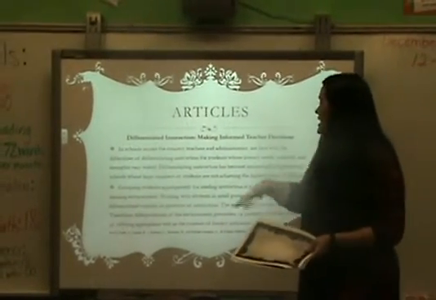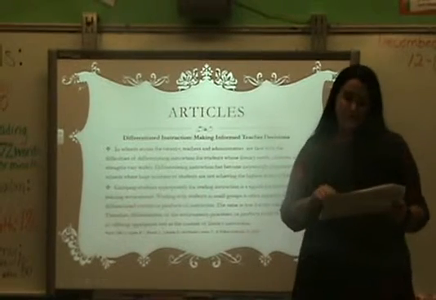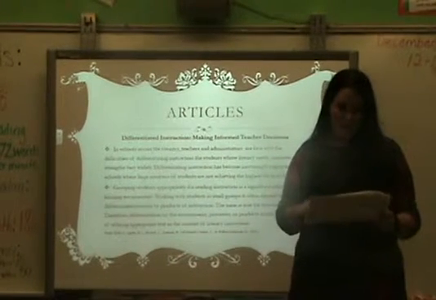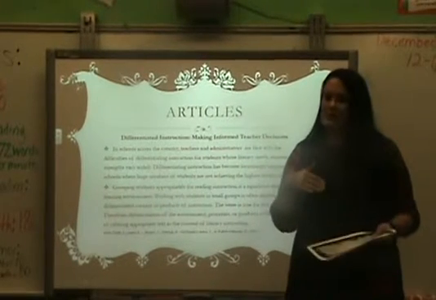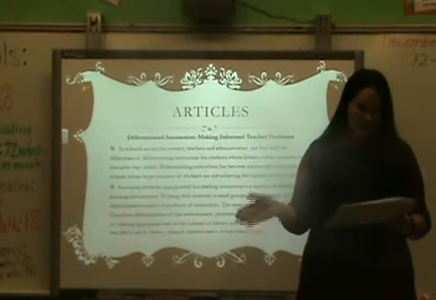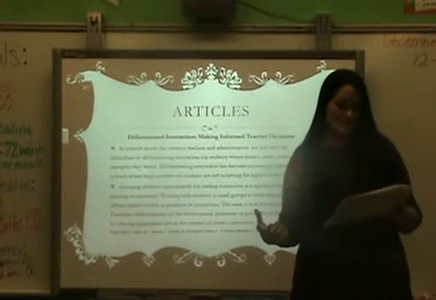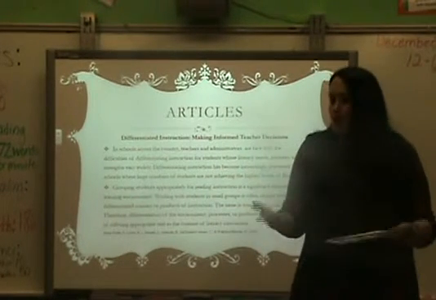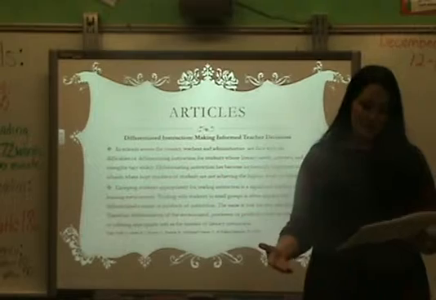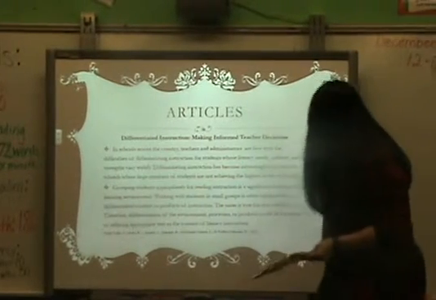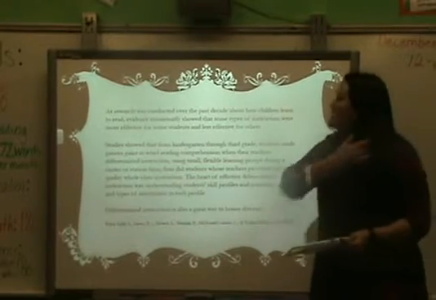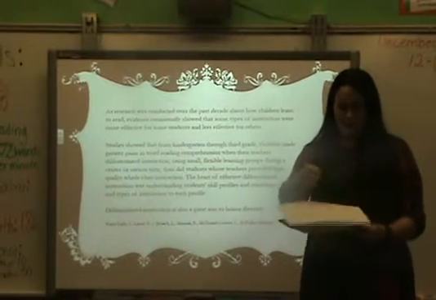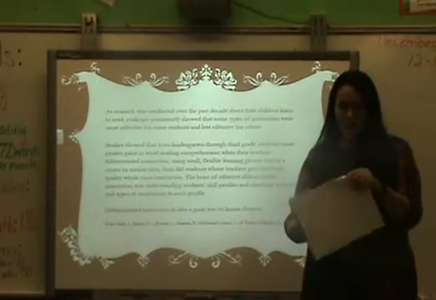So it talks about grouping students appropriately for reading elements. So it talks about putting them in small groups, flexible groups, maybe even differentiating products, the processes that you go through.